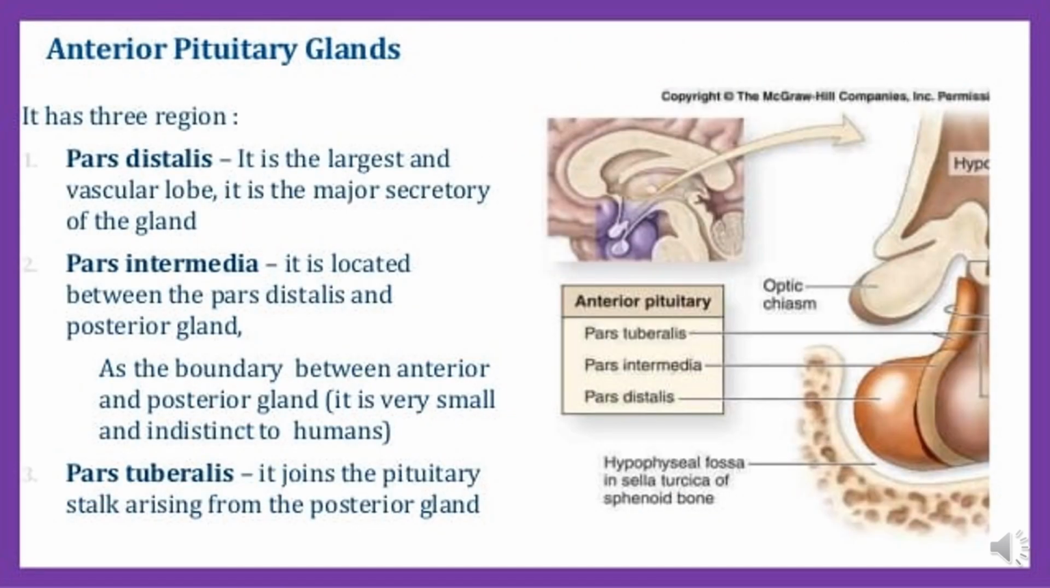Anterior pituitary gland has three regions. Pars distalis, that is the largest and vascular lobe. It is the major secretory part of the gland. Pars intermedia, it is located between the pars distalis and posterior gland. Pars tuberalis, it joins the pituitary stalk arising from the posterior gland.